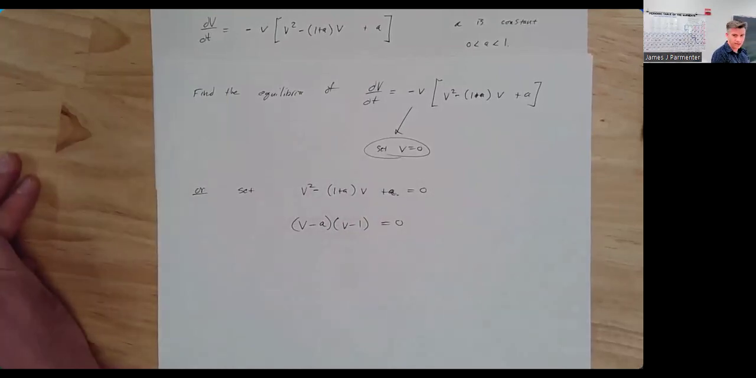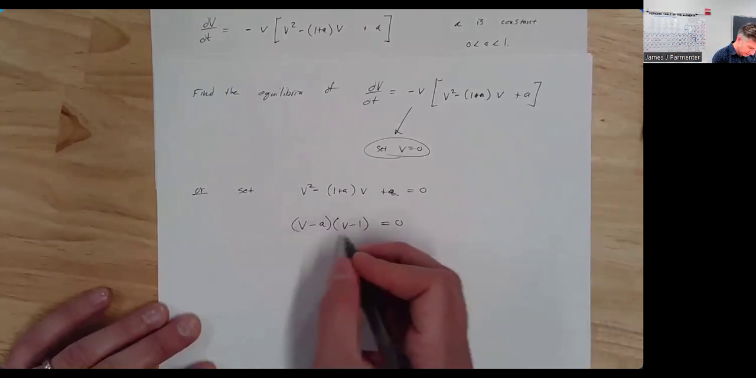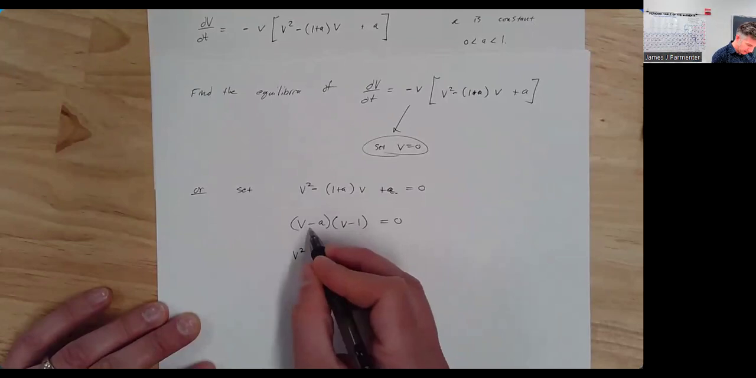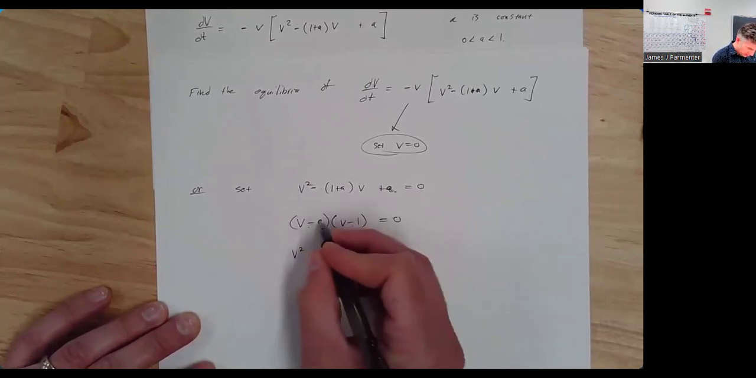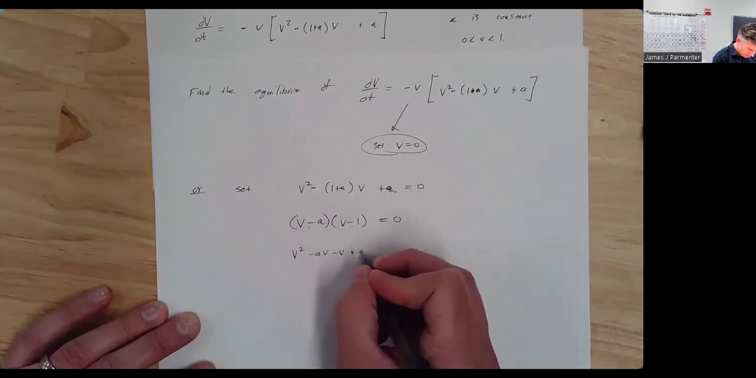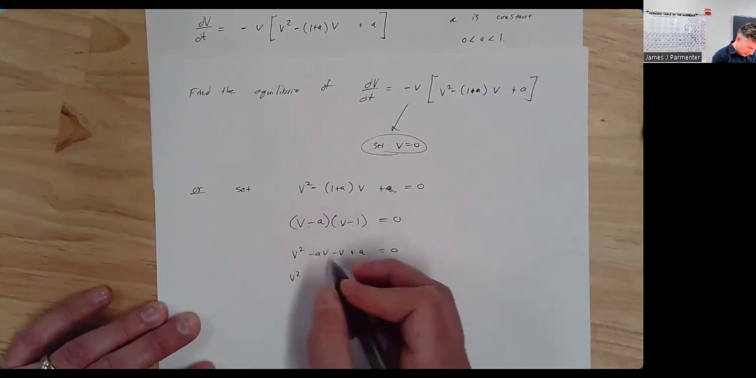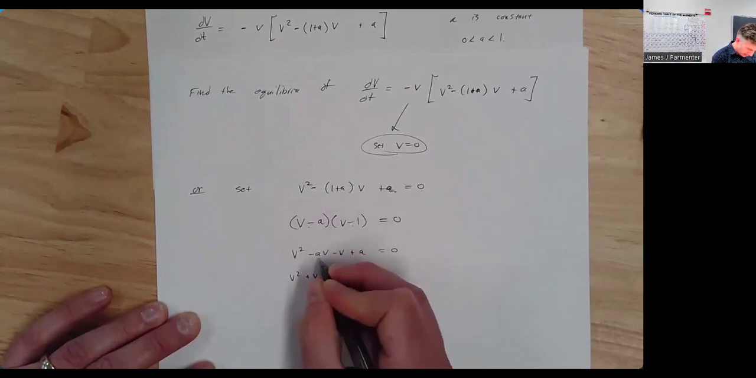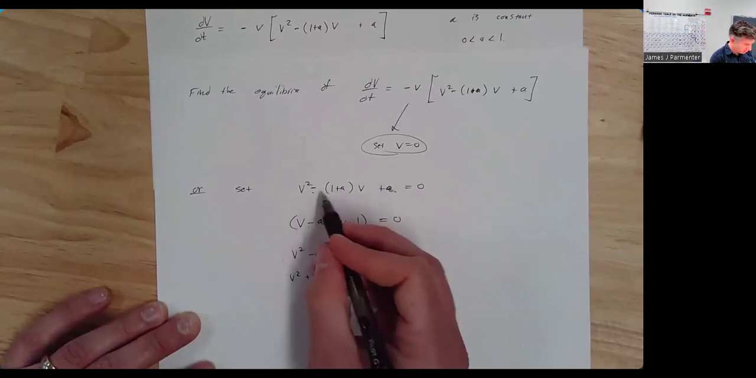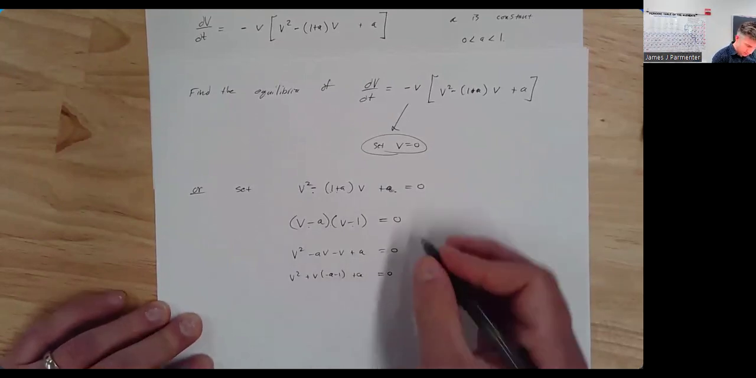Let's double check that. If you multiply this out, V times V is V squared, negative A times V, negative 1 times V, plus A times 1. Then we can rewrite this as V squared, and you can factor out the V, and you're left with negative A minus 1. The minus A minus 1 is exactly negative (1 plus A). Totally works. That's super cool.